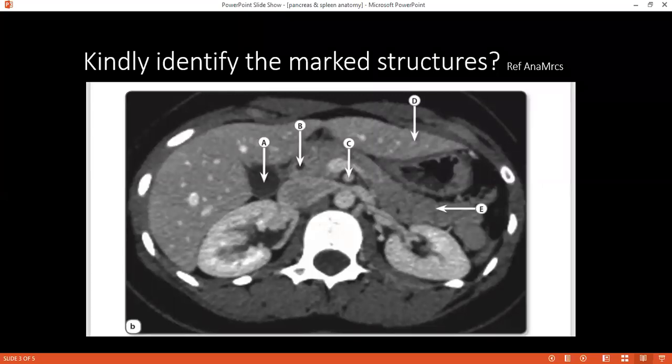Okay. Can you please tell me the surface marking of the spleen, please? It is situated along the 10th rib axis, opposite the 9th, 10th, and 11th ribs, mostly on the 10th rib, and situated in the left hypochondriac region.